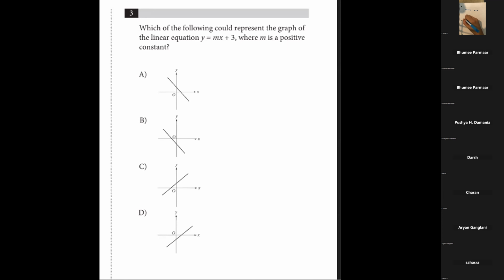Meaning that out of the answer choices A, B, C, and D, we can eliminate answer choice B and answer choice D just because their y-intercept is -3 and not +3. And then the second part of the question, where it says m is a positive constant, tells us that the slope is positive, which would give us the answer of C.